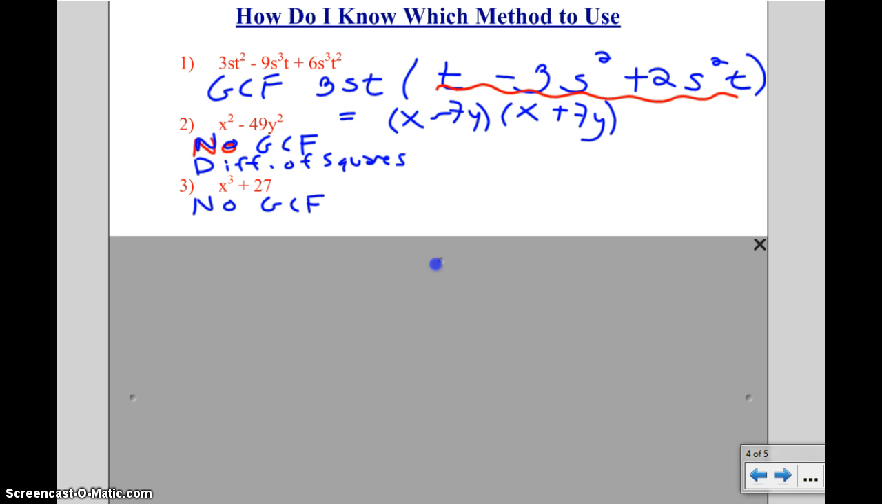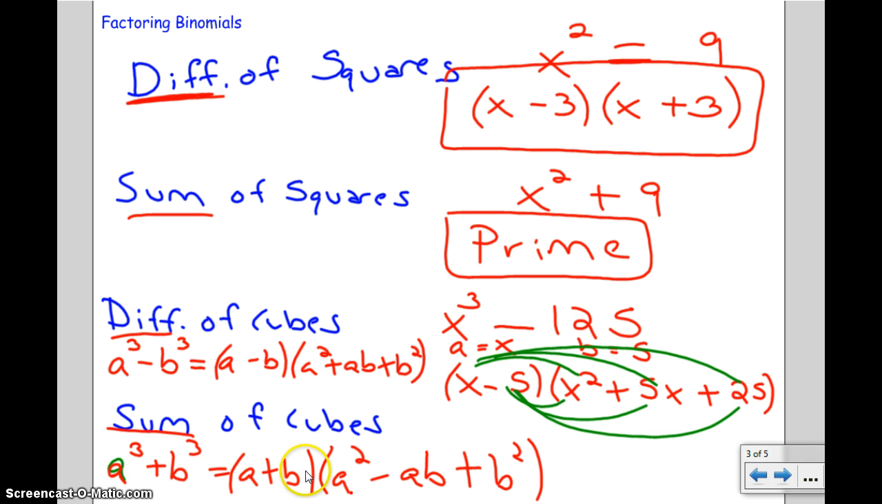So since it has a plus sign, it is a sum of something. And then I look at 27, I look at the x with the little cube on it. Since it's cubed, I'm thinking it might be a sum of cubes. If it's a sum of cubes, I have to look back at my notes. I have to think, okay, that means I have to figure out what is that a value, what's being raised to the 3rd power, and what's my b value, what's being raised to the 3rd power.